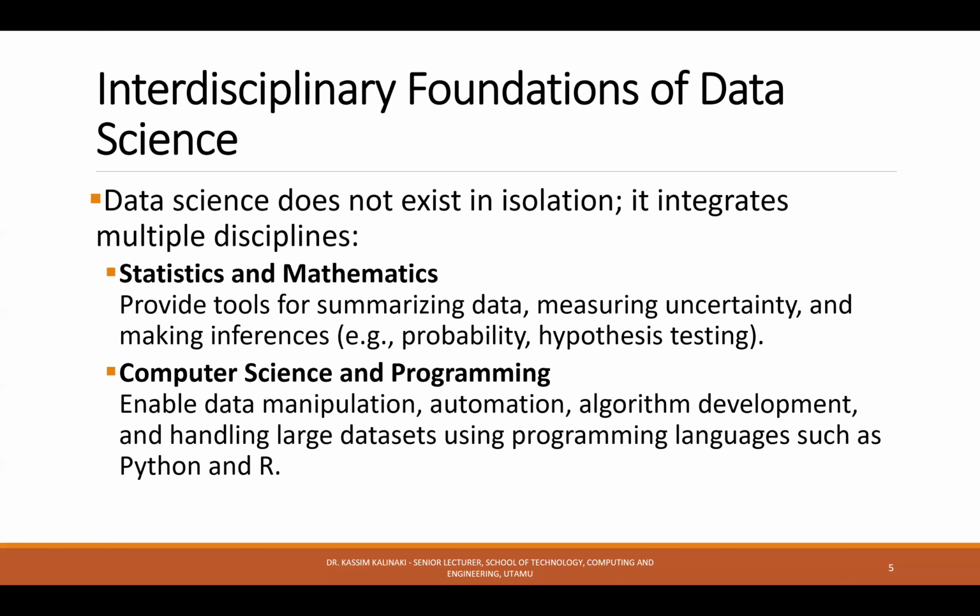Computer science and programming: we are going to be using Python. Data scientists use programming languages. The most common languages we use are Python and R. Dr. Stuart Semuju will take you through the programming using Python, because that is what we use in our course, and it's the most prominent because it has enough support that you can get from out there. So it enables you to manipulate data, to automate systems, build AI-powered systems, develop algorithms, and even handle large data sets using programming languages such as Python and R. So you learn Python with Dr. Stuart.